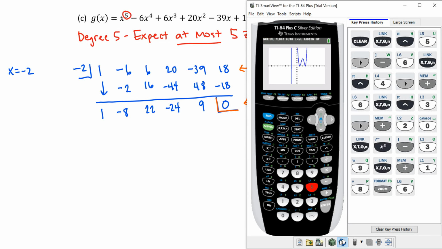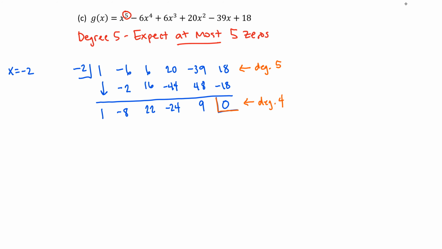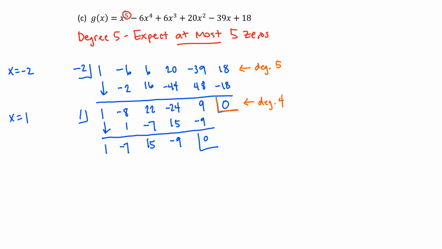Now, let's look at the graph. Notice it crosses also at x equals 1. So let's divide 1 out of our depressed polynomial, again, stopping short of that remainder, using our synthetic division process. Okay, so by the synthetic division process, we can confirm that x equals 1 is 0. We have now arrived down to a degree 3 polynomial.